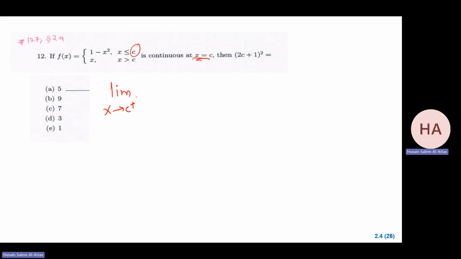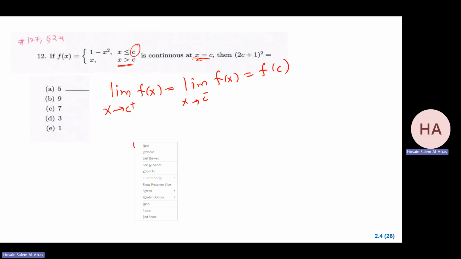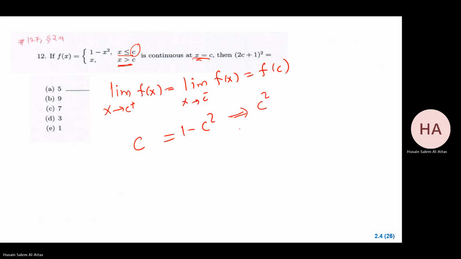Limit x goes to c from right, x goes to c from left, equals f of c. From right, I am here, more than c. So I have c. And from left, I am less than c. I have 1 minus c squared. Okay. So I'm getting c squared plus c minus 1 equals 0.